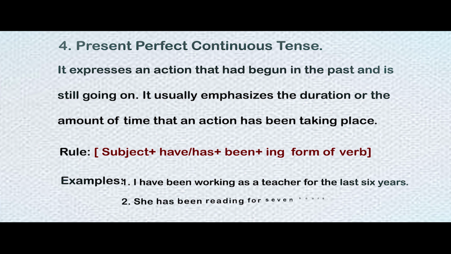And the second example: "she has been reading for 7 hours." Again, we have applied the rule here. She is the subject, then we have has plus been plus reading, the ing form of the verb. So this is the fourth form of present tense, present perfect continuous tense.